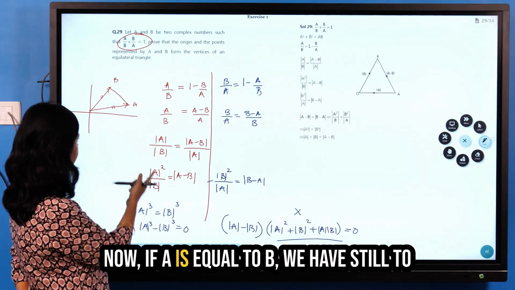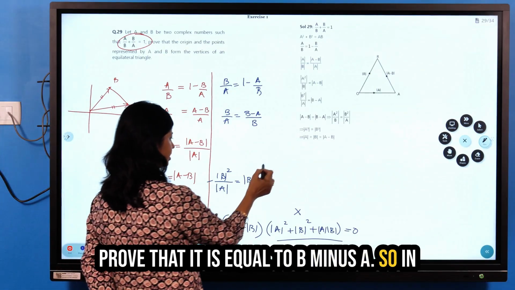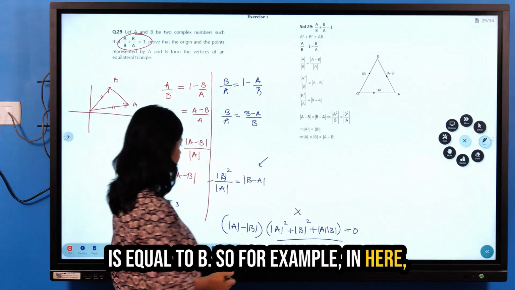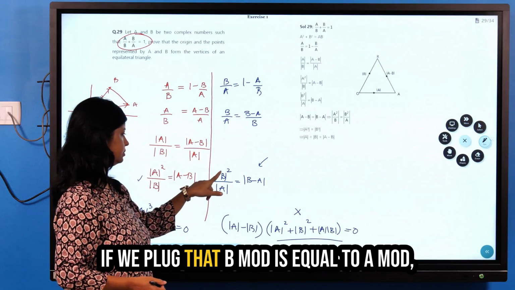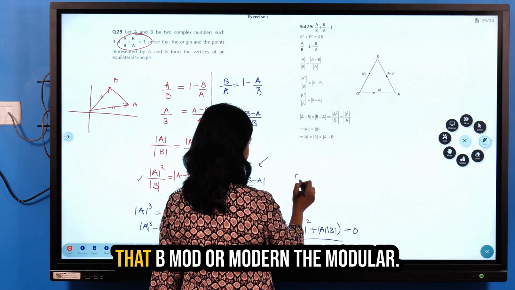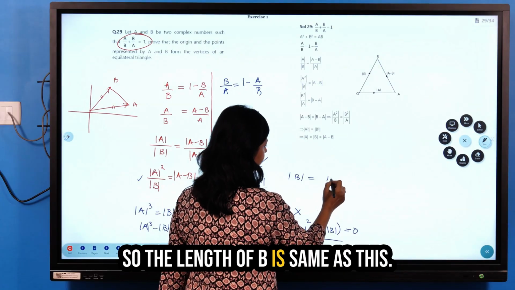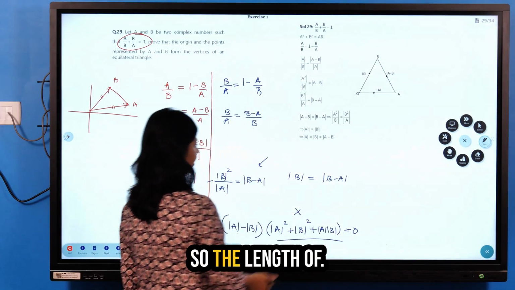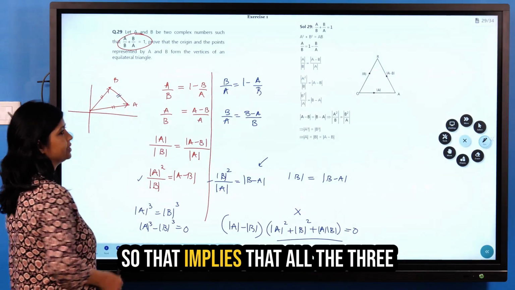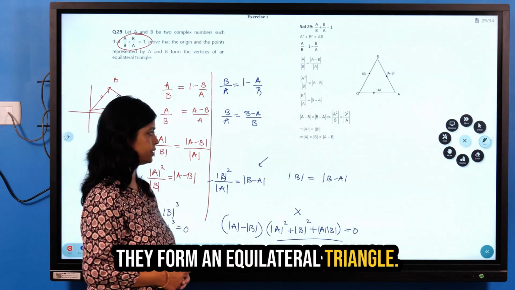Now, if mod A is equal to mod B, we still have to prove that it is equal to mod of B minus A. So in any of the equations, just plug in that mod A is equal to mod B. For example, in here, if we plug in that mod B is equal to mod A, you can see that this becomes mod B, the modulus or the length of B, same as this. So the length of vector B is equal to the length of this. That implies all three vectors are equal in length, so they form an equilateral triangle.